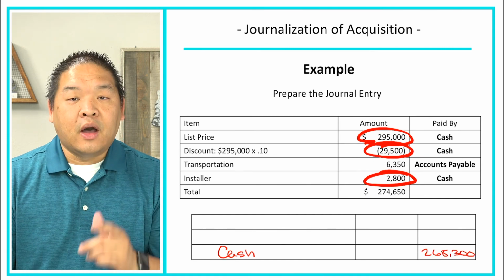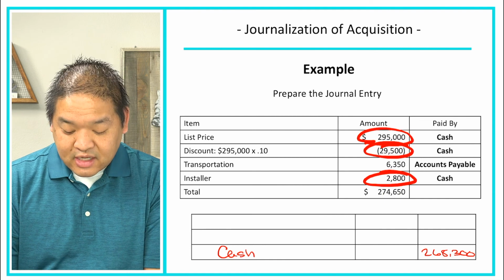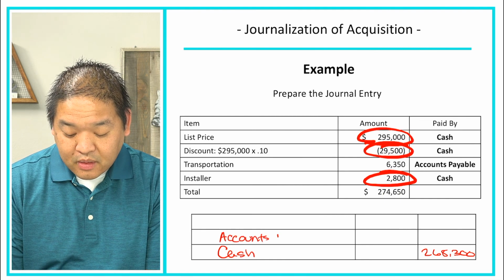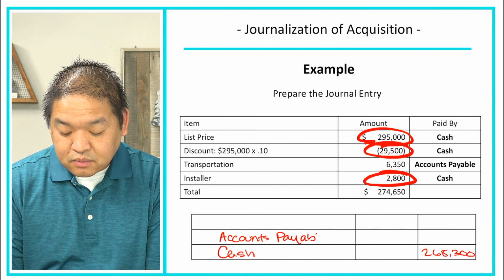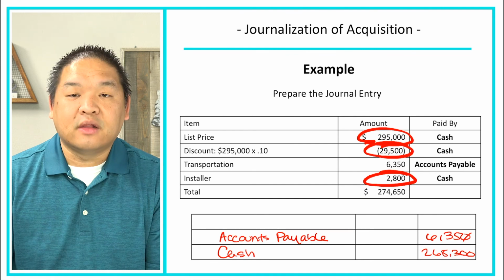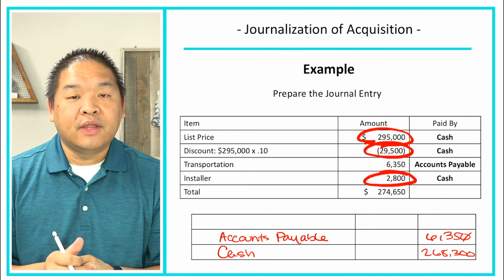So we're going to credit cash in the amount of $268,300. We also know that we included an accounts payable. Accounts payable is a liability. The liability is going up. As such, we're going to credit accounts payable for $6,350.